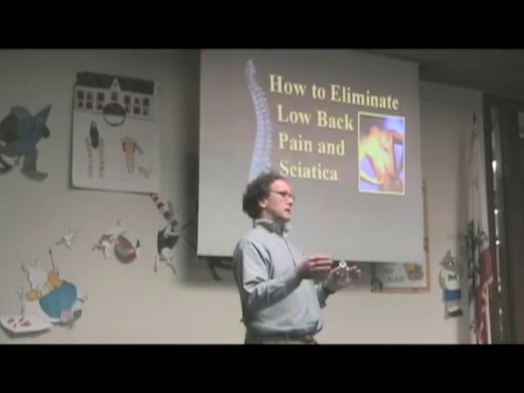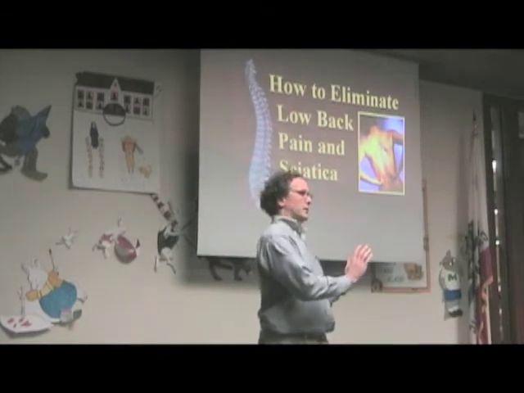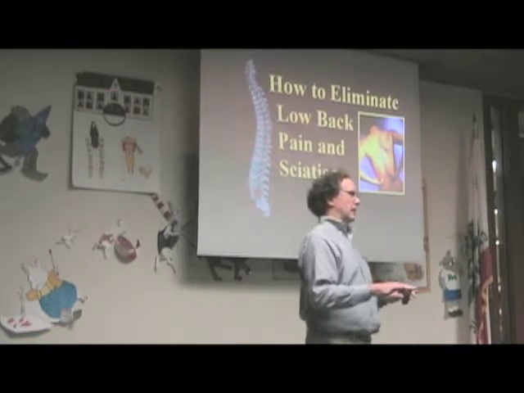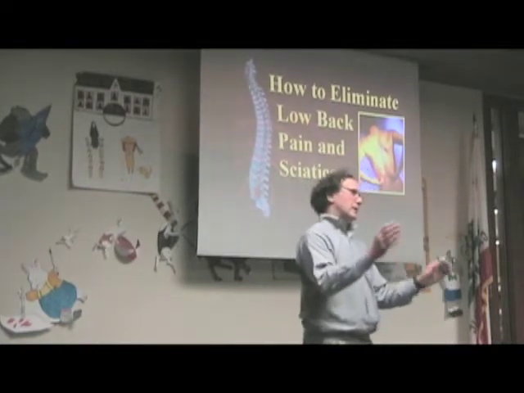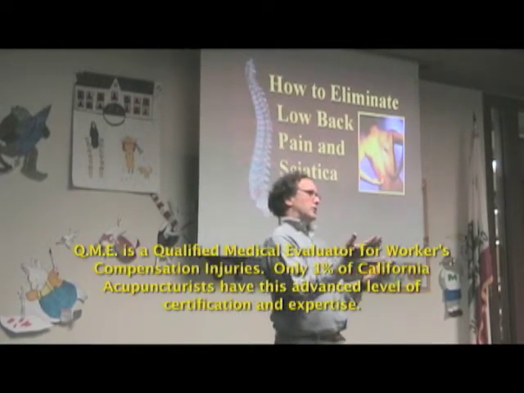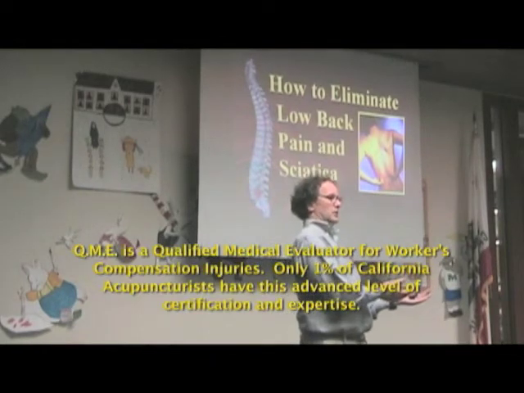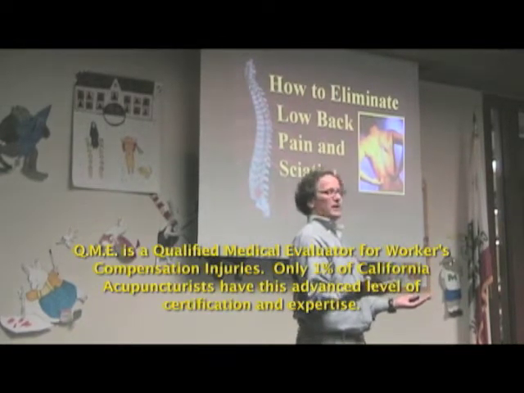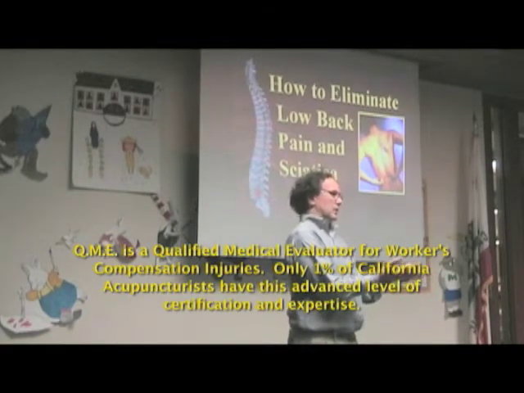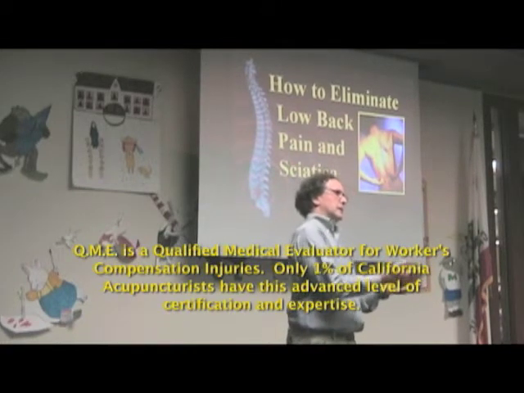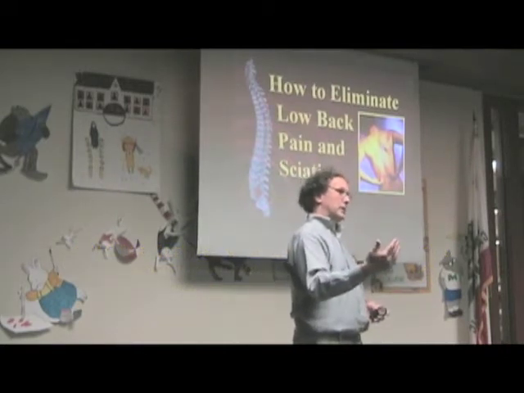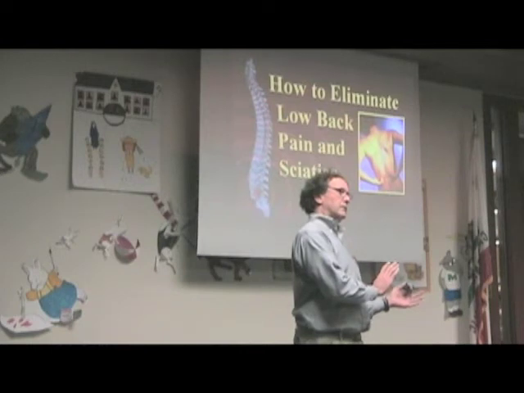A QME is an individual who only does evaluation of that injured worker. We don't do any treatment, and we cannot treat that person. In the workers' compensation system, if there's a dispute, for example, the employee says I was injured on the job, and then the insurance carrier says I don't think you were injured on the job, it was something else, then there could be a dispute. To resolve that dispute, if the injured worker does not have an attorney, they can ask for a QME to do an independent evaluation of the issues in dispute.